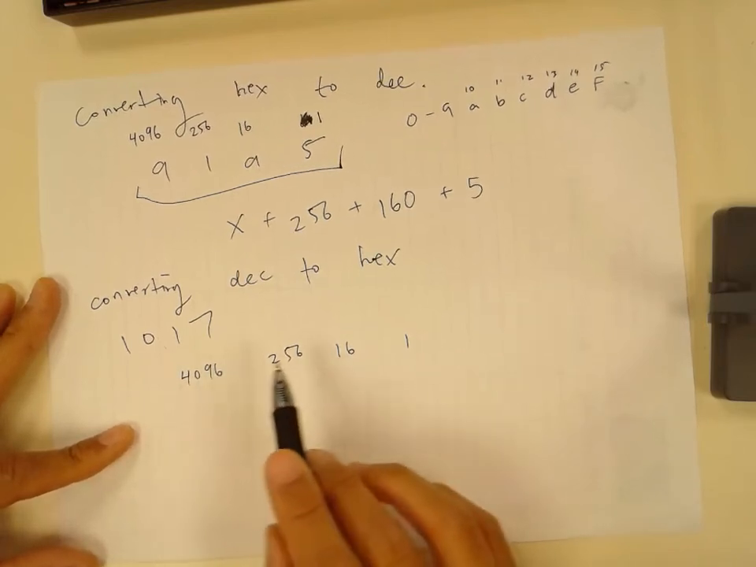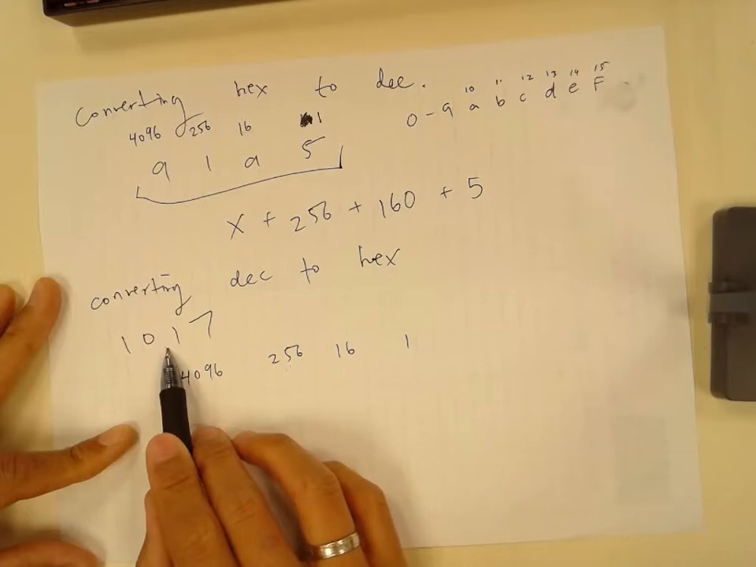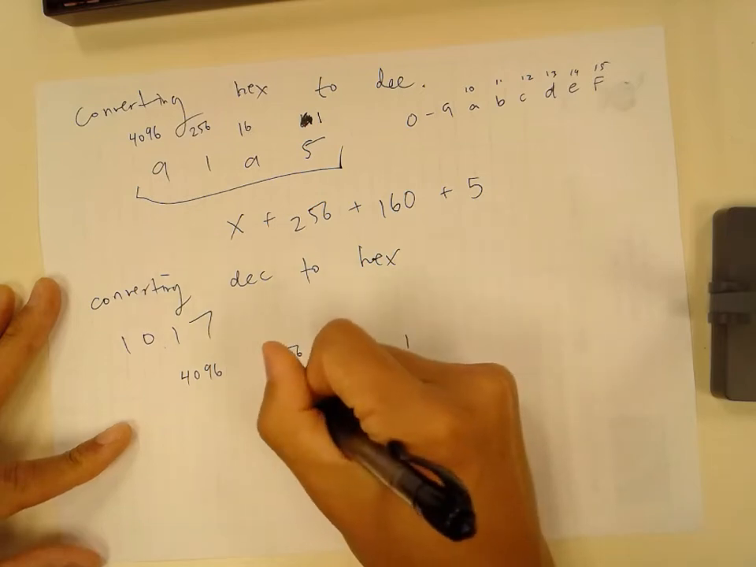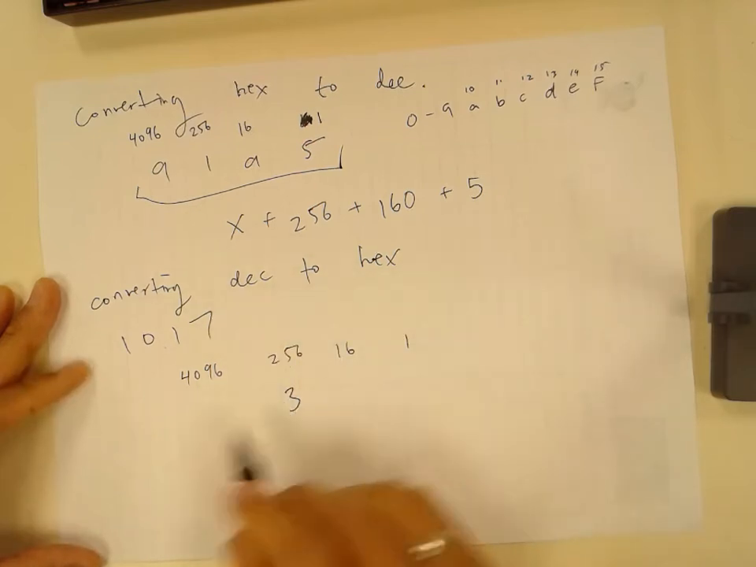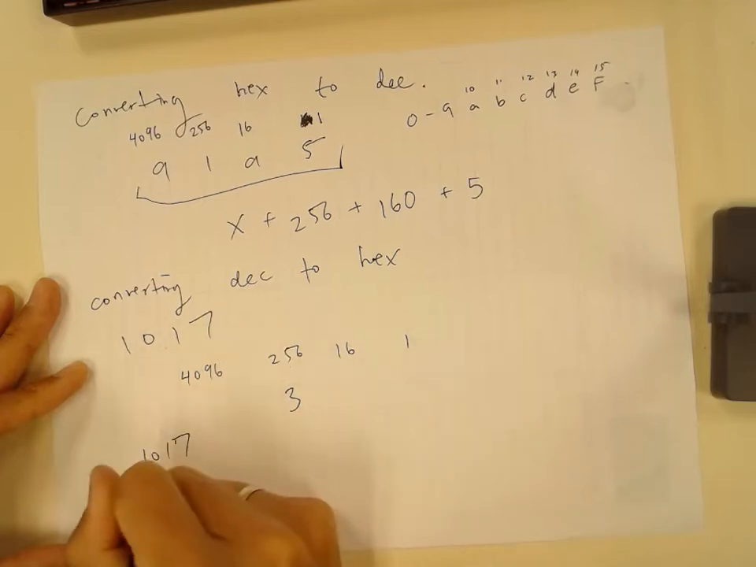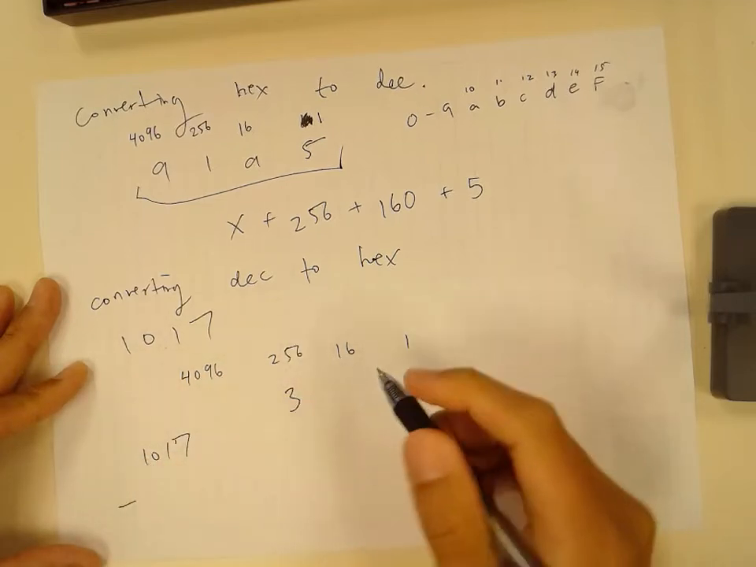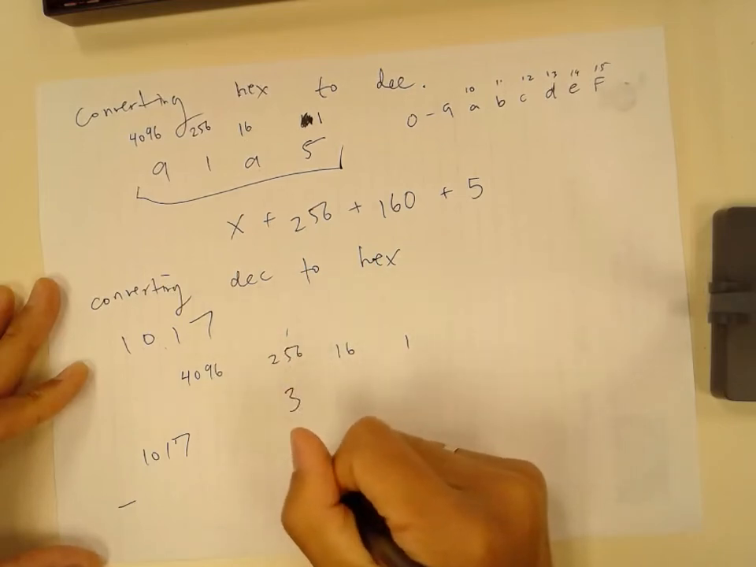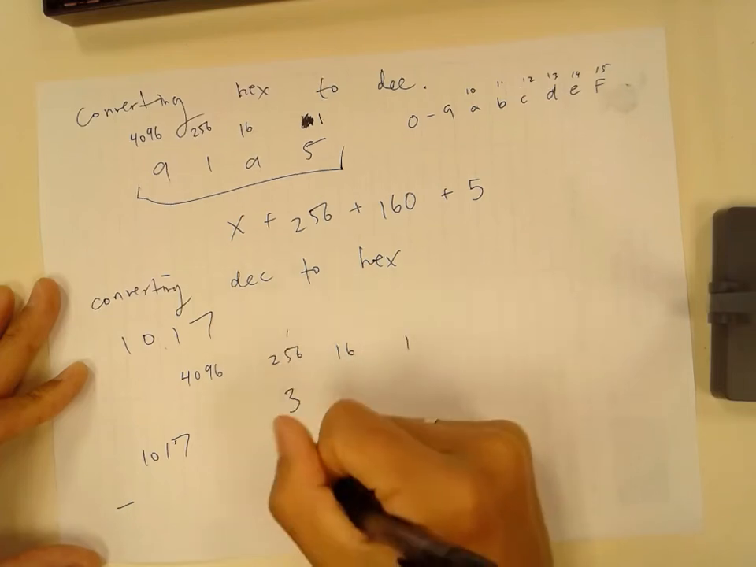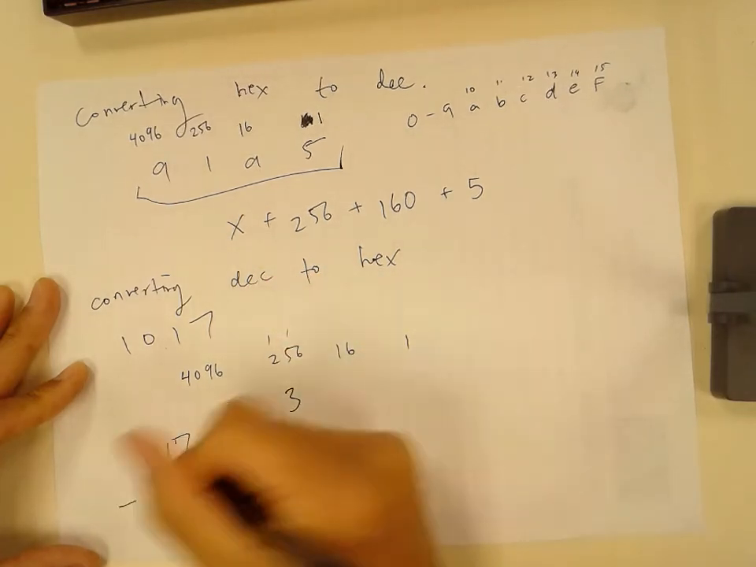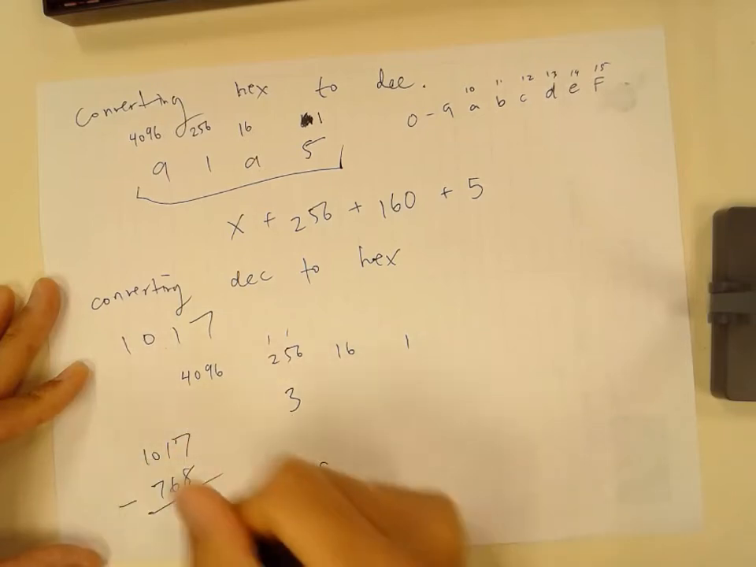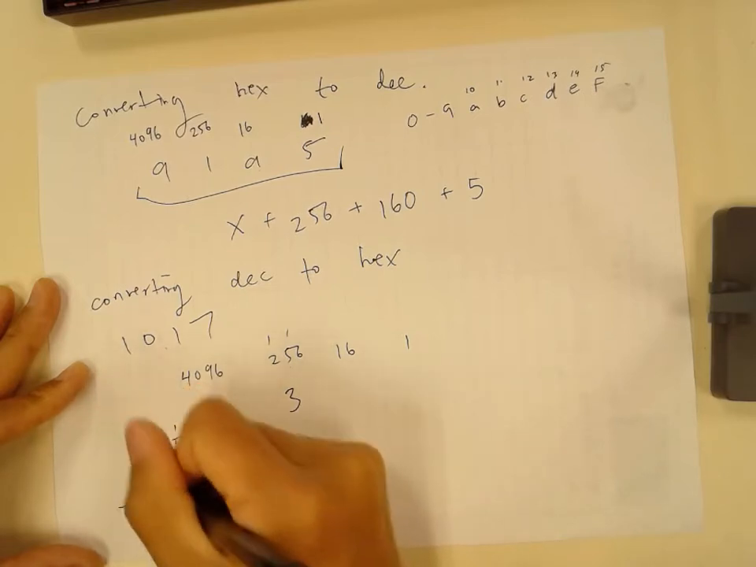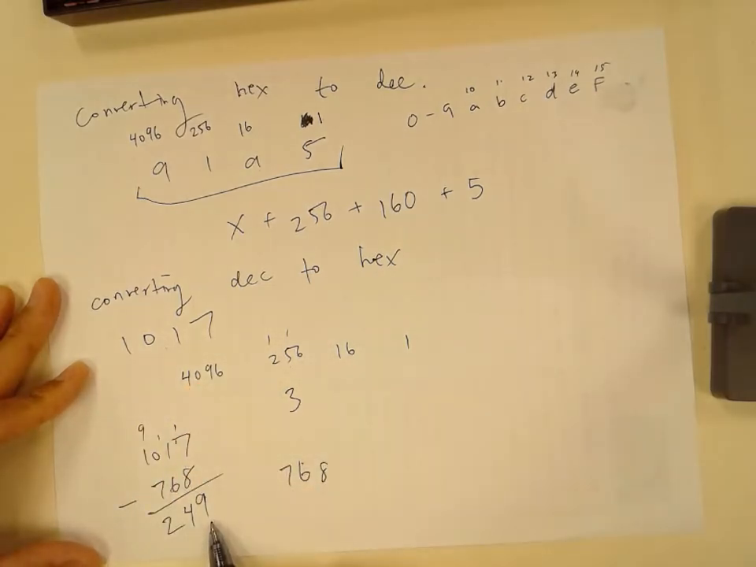So what you want to do is figure out how many times this fits into that. Okay, so then we think about it, and I think it's about 3 times, right? So this digit would be a 3. And then we would do 1017 minus 3 times this number here, which is 768. That gives us a 9, a 4, and a 2. So 249 is left over.